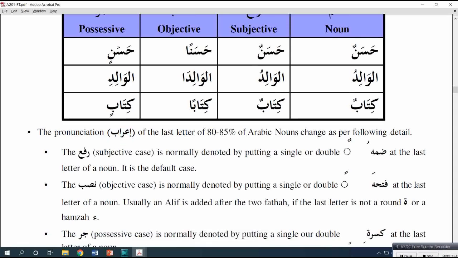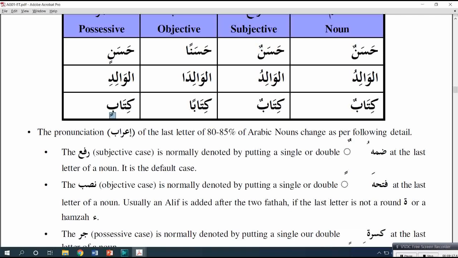Nasb means this style, which is kitabun, bun. This is your style, if you have studied already. Or walidu, like this, it happens. Or hasanun, like this. And jar is under the bar. So this is like kitabin, like this. Walidi, like this. Hasanin, like this.